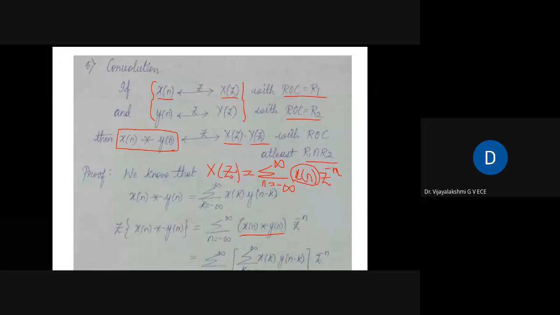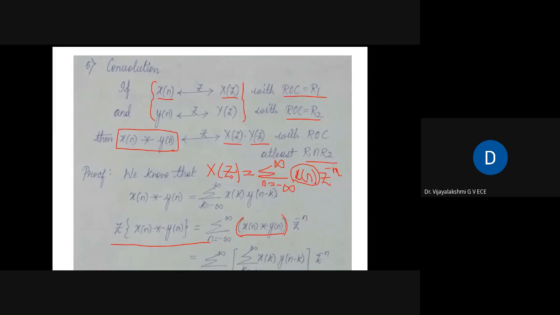So you can see in this equation, Z transform of x of n convolved with y of n is equal to summation of n varying from minus infinity to plus infinity, x of n convolved with y of n into z power minus n. Now what is actually this convolution? Mathematically it is this.